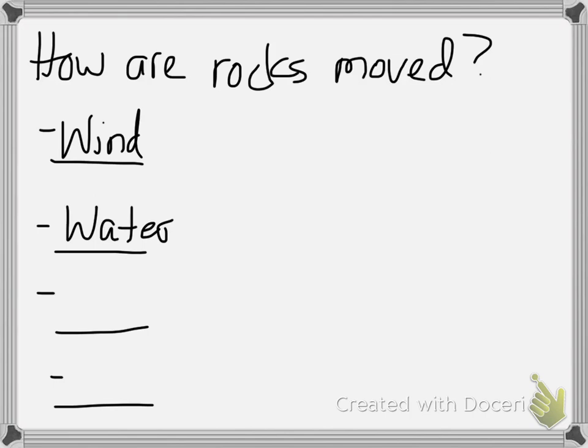The next one is ice. Now, when we think of ice, I don't think of ice moving. So how does ice cause rocks to move? Well, if you've ever heard the term glacier before, a glacier is a big, slow-moving piece of ice. And many parts of Indiana, especially the northern parts of Indiana, were flattened by the ice, the glaciers. But what they did is they would actually pick up these big boulders and they would move them. They would carry them along.